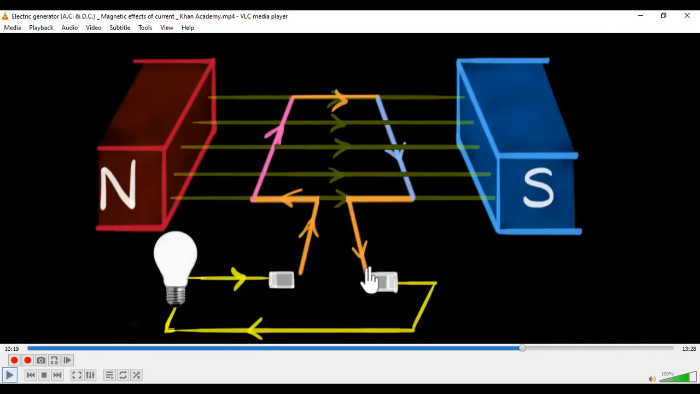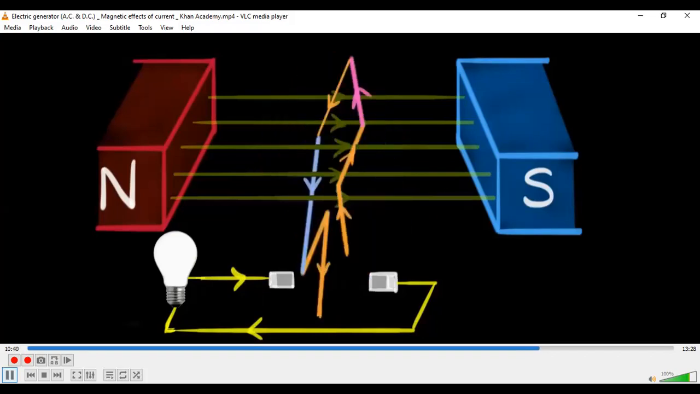Contact wires, every carbon. Let's see. If I want the current to flow this way right now, I can connect this brush to this wire. But as the coil rotates, notice once it comes to this position, you see that the current starts flipping. It reverses.